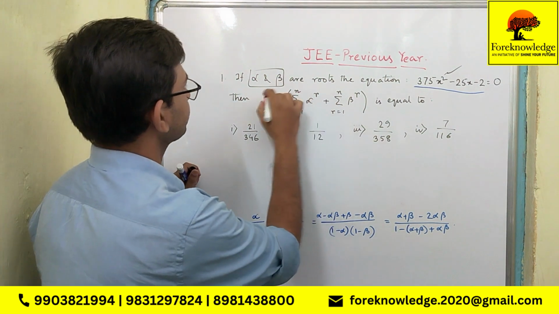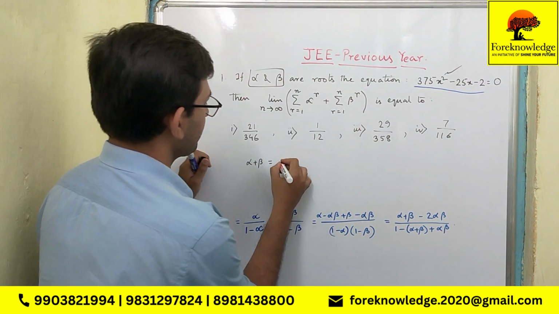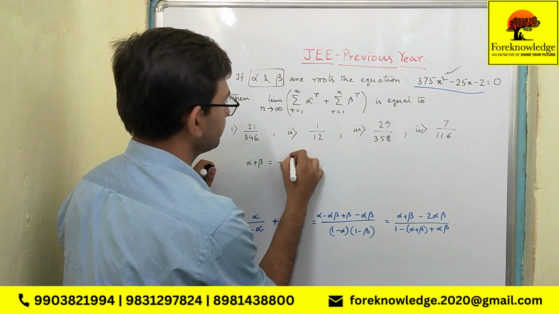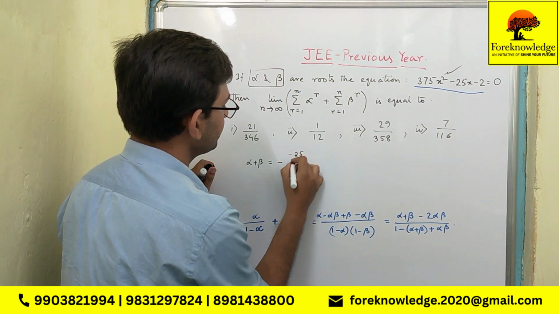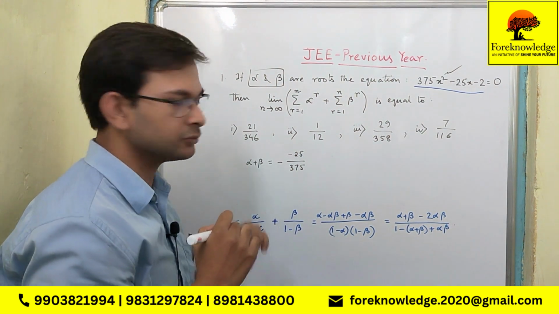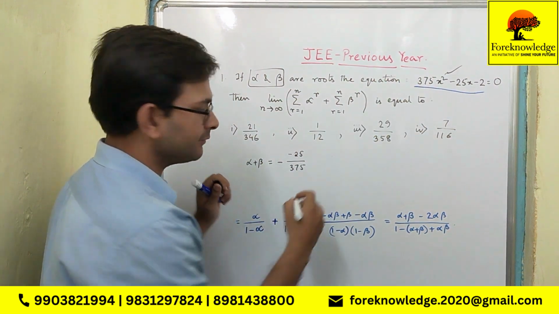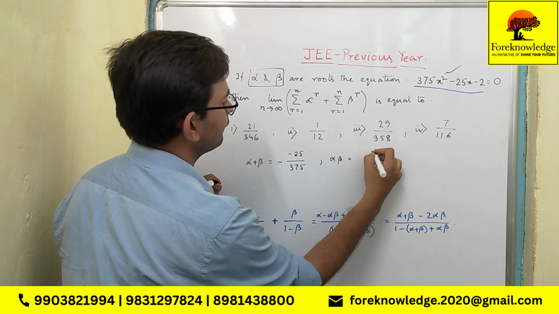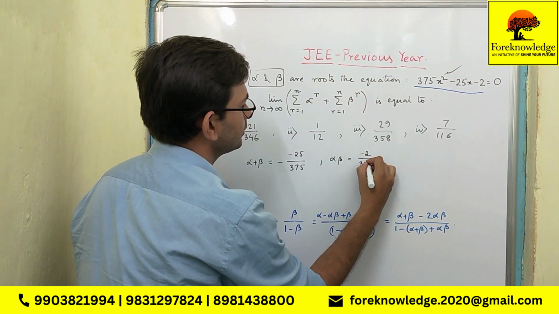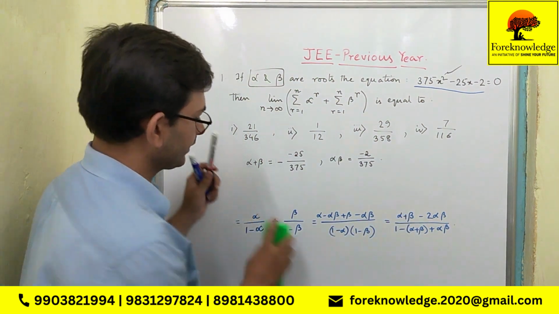Now what is alpha plus beta? Alpha plus beta is nothing but minus b by a. What is b? b is minus 25, and a is 375. Sum of the roots equals minus b by a, so minus b is 25 and a is 375. And what is alpha beta? Alpha beta is c by a. c means the constant, here the constant is minus 2, so alpha beta is minus 2 by 375. Now we have to put these two values in this quantity.